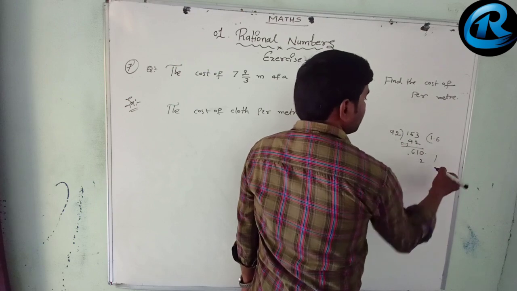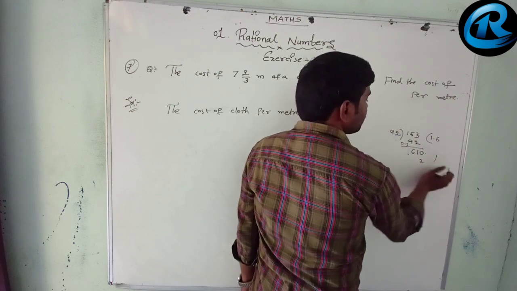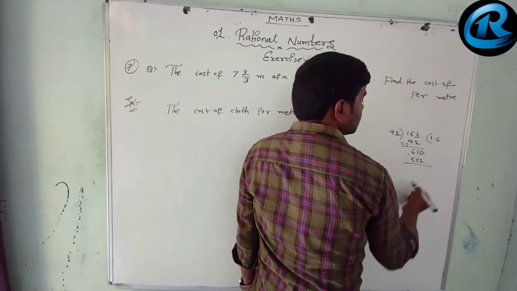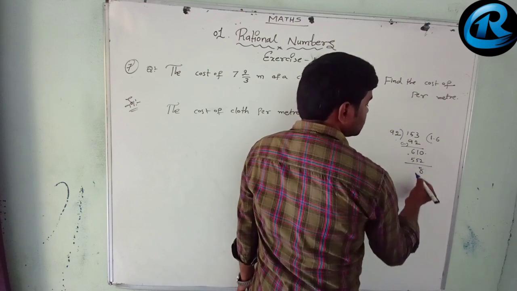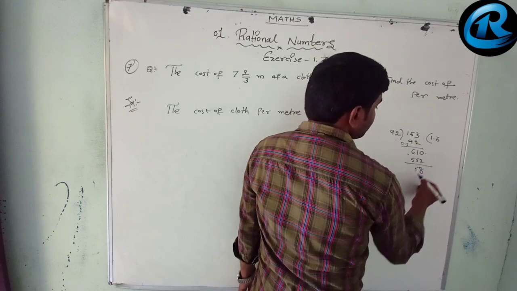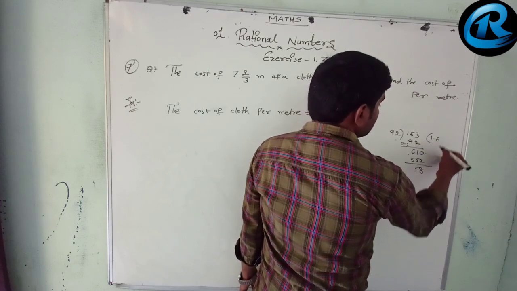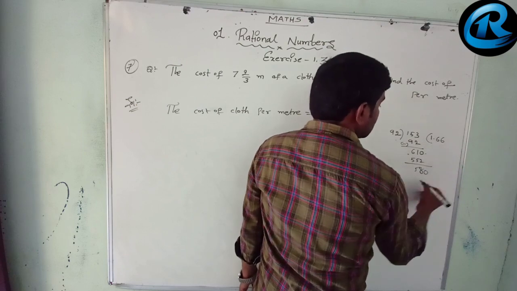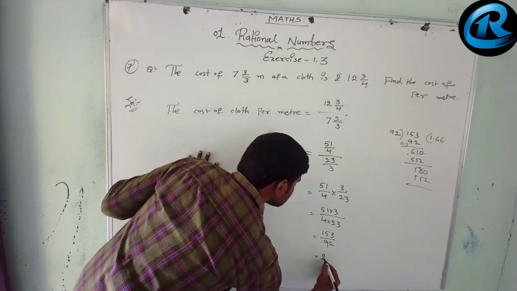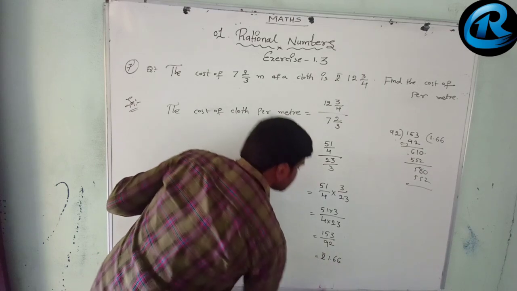6 2 is 12, 1 carry 6 9 is 54 plus 1, 55. So it comes like this. Again it is an 8 and this is a 0, 5, 58 again 0 again 6 552 comes. That means when you divide this, rupees will come 1.66.